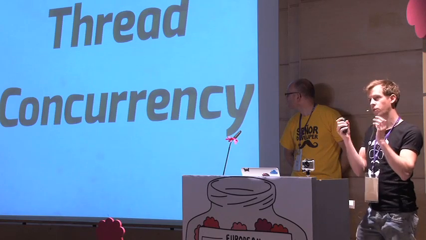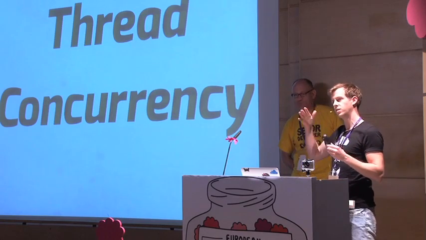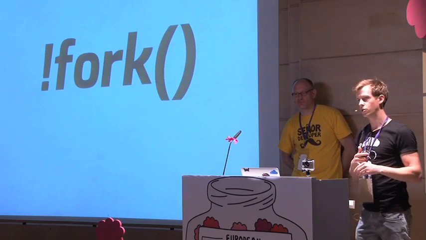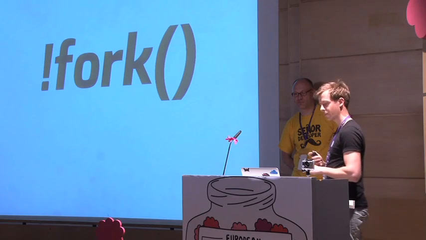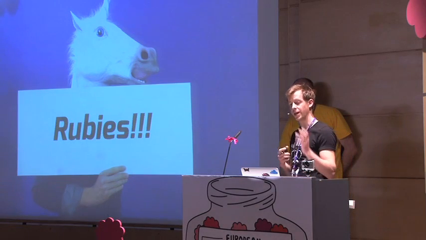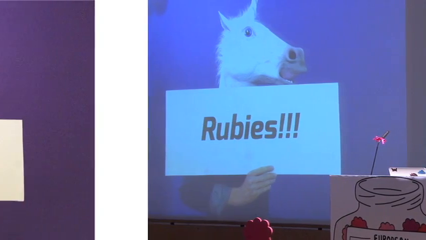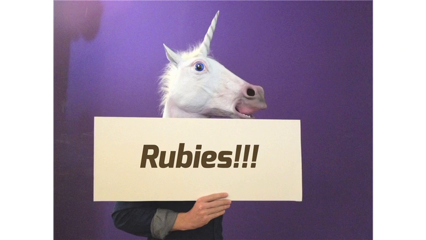What you also want is thread concurrency. So by using threads, your threads will spread over multiple cores. So no cheating by forking. And so yes, let's talk about the Rubies we have available to do that task. So threaded concurrency without forking.